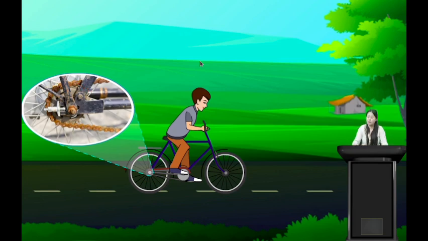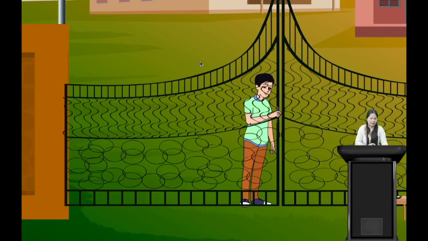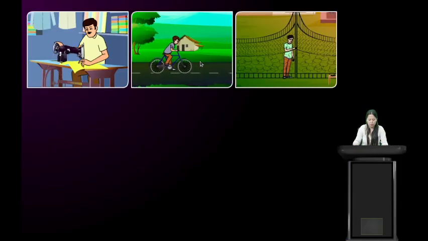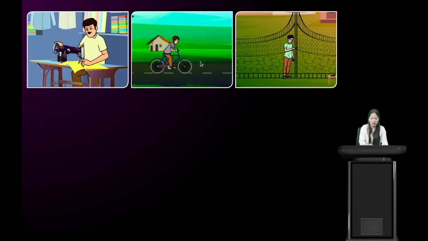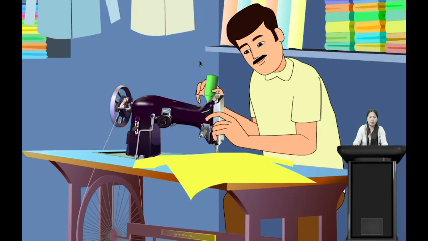The next example we see here is a boy trying to open an iron gate, but it's stuck. He's finding it difficult to open the gate, to move the gate. So in all these cases, we see that because of friction, there are some problems in the machine, in the bicycle, and in the iron gate. Friction reduces efficiency and causes the wearing out of moving parts of machines.